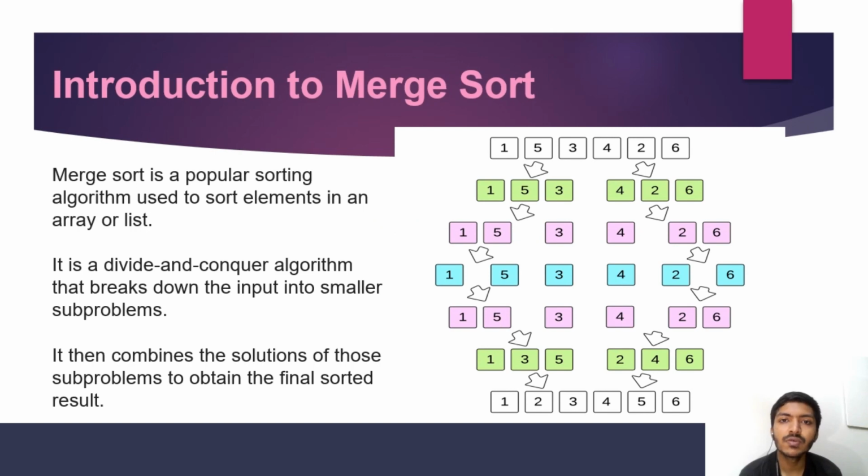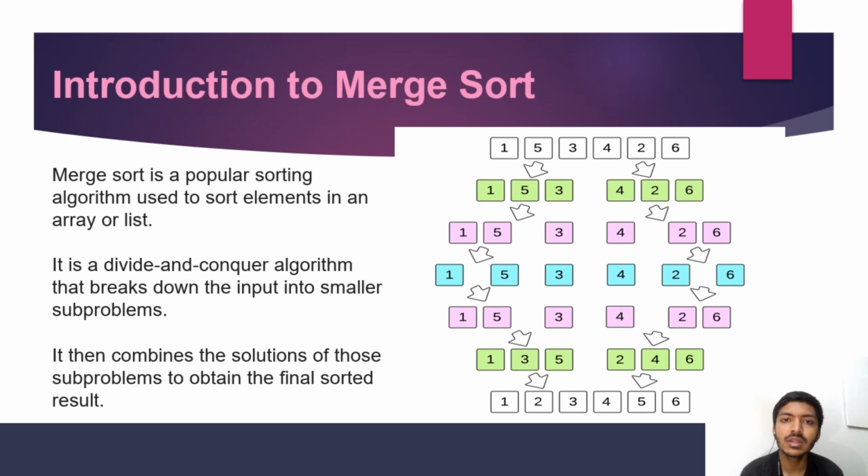Now let's have an overview of merge sort. Merge sort is a popular sorting algorithm that is used to sort elements in an array or a list. It follows the divide and conquer algorithm, which basically means it divides a bigger problem into smaller sub-problems. It finds the solution of those sub-problems and then merges the solutions.